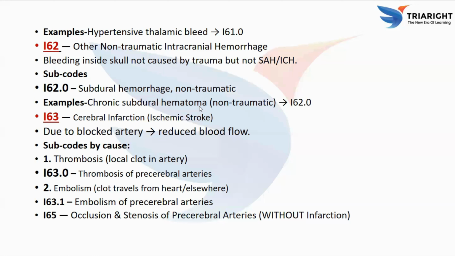So next, coming to the I65 code. It is occlusion and stenosis of the precerebral arteries. What do you mean by occlusion and stenosis? The arteries supplying the brain are narrowed or blocked, but there is no stroke yet. Because of this, there is no effect, there is no stroke. That is the example of I65. What is the important distinction here? If a stroke is present, you have to use code I63 instead. If only narrowing or blockage is found on imaging, then only you assign the code I65.